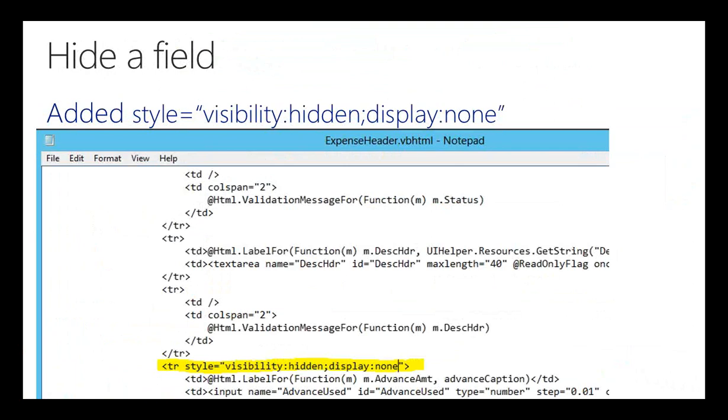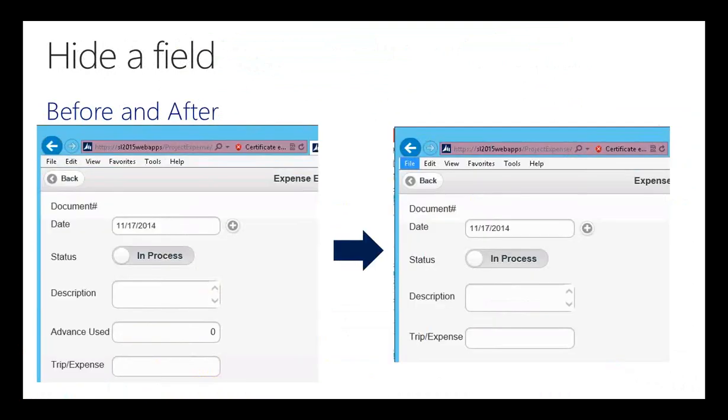So if I just want to get rid of this, I can add a style tag here to hide it. So that's exactly what I added. What's highlighted yellow there, I added style equal visibility hidden, display none. And after I do that, I can reload my web app page, and I can see that it does in fact disappear. So on the left is what it looks like standard. I can see my advanced use field. And then on the right is what it looks like after my edit.